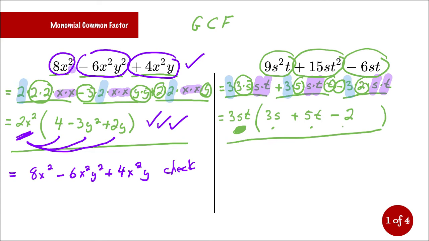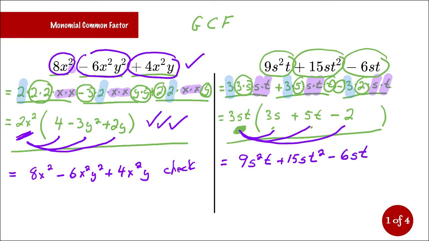The opposite operation is multiplication, so let's multiply out. This is 9s squared t. This becomes 15st squared. And this becomes negative 6st. The check equals the original, and so we have found the greatest common factor.